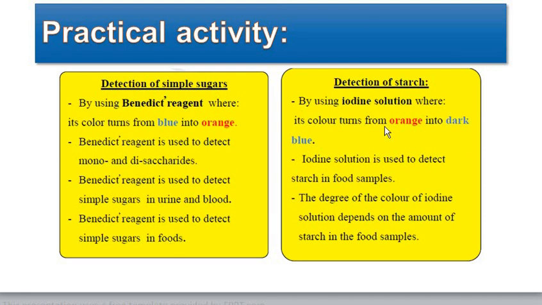We also have another indicator that we can use for starch. So we have one indicator called Benedict's reagent for simple sugar, and the second indicator is called iodine, and its color is orange. If we have iodine solution and want to detect starch, like in the leaves of the plant, the orange color will change into dark blue to detect the presence of starch.